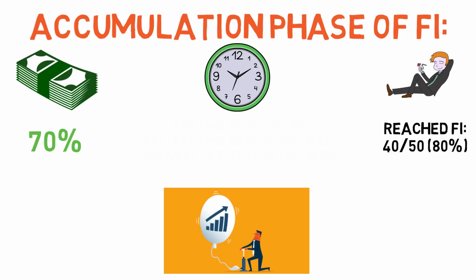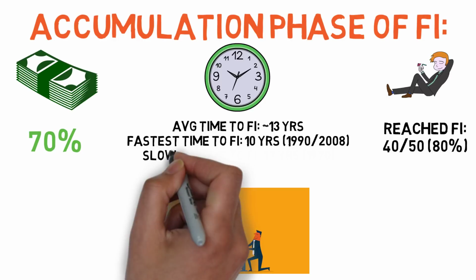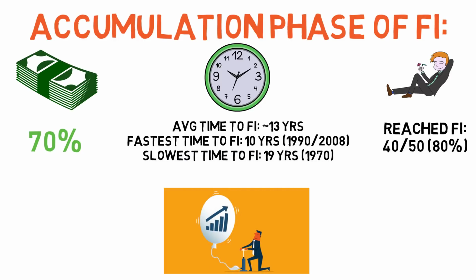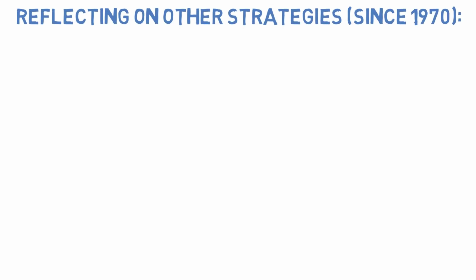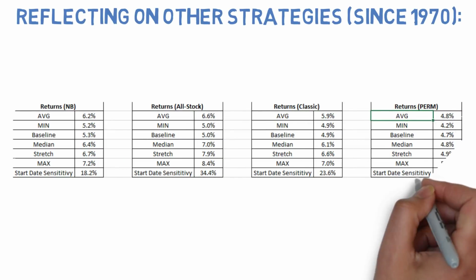On average, achieving FI with this strategy and at this level of savings took about 13 years, with the fastest being 10 years starting in 1990 or 2008, and the slowest being 19 years starting in 1970. So on your screen now, you'll see updated return figures for the all-stock, classic 60/40, and permanent portfolios since 1970.